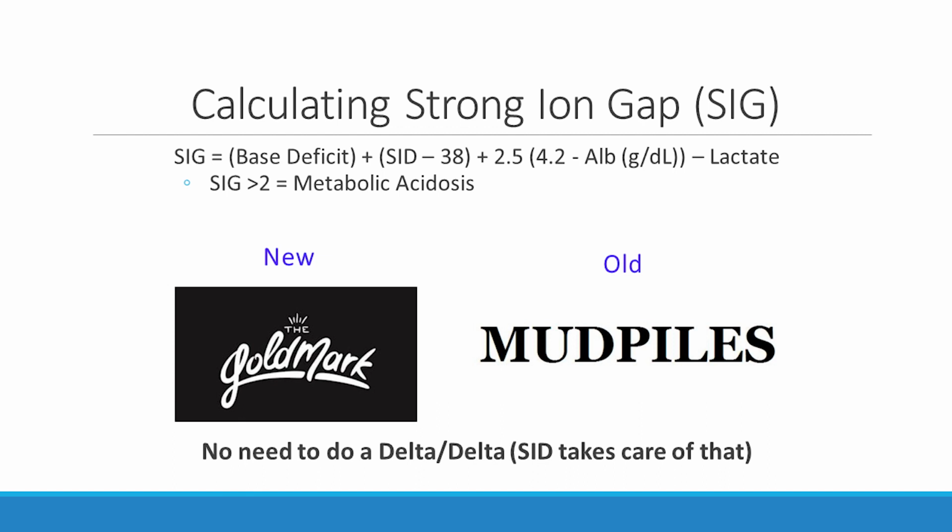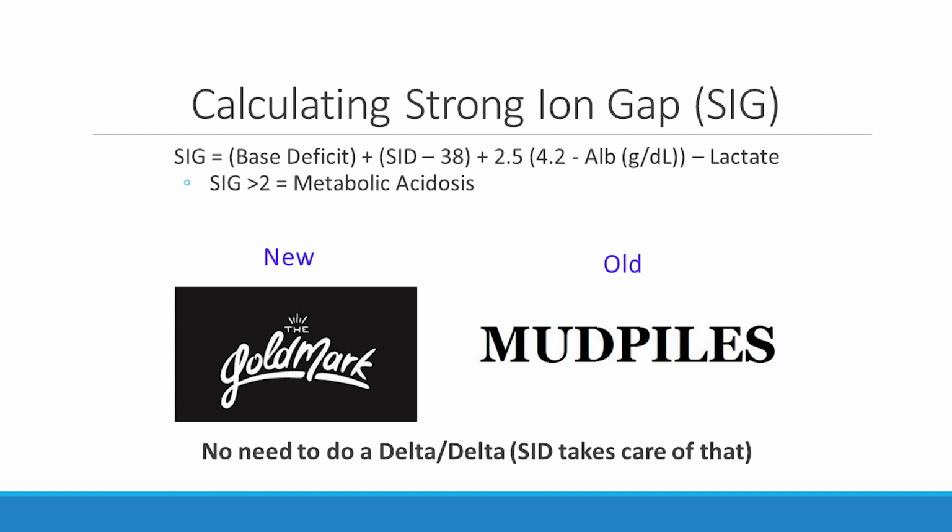And then you can do Mudpiles or Goldmark, whichever one you prefer, to work this up. Clearly, this is a more complicated equation than just doing the anion gap. I typically will just do the regular anion gap if I'm looking for it, because I don't always have all this information to be able to calculate a strong ion gap, but it has been shown to be very helpful whenever looking for exogenous acids in the body. And you don't need to do a delta-delta.